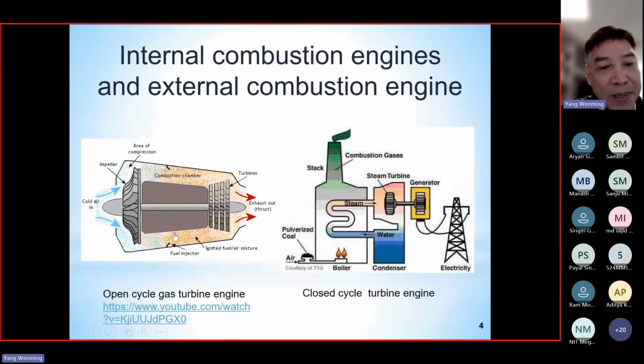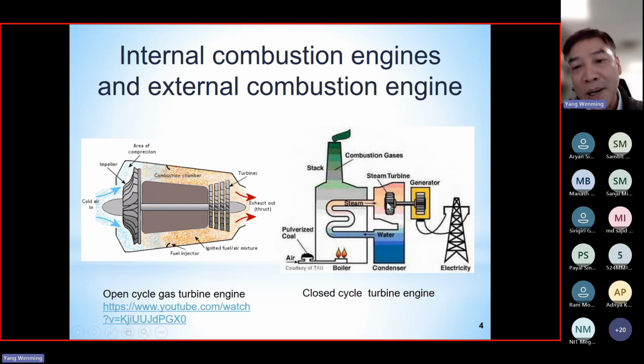Okay, so we have introduced how the open cycle gas turbine works. The next one is the closed cycle turbine engine. This one is commonly used for power generation, in the power plant, correct? The basic design is quite simple. We have a furnace. The fuel will be burnt in the furnace and release heat energy, correct?